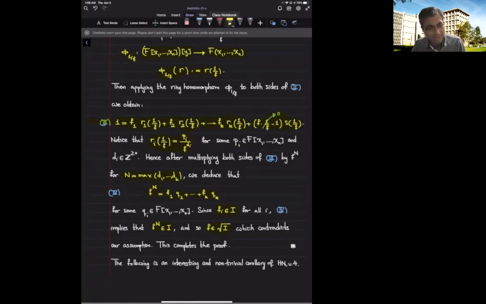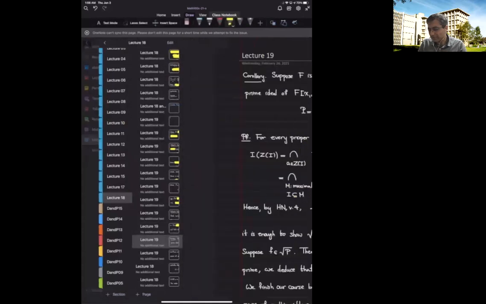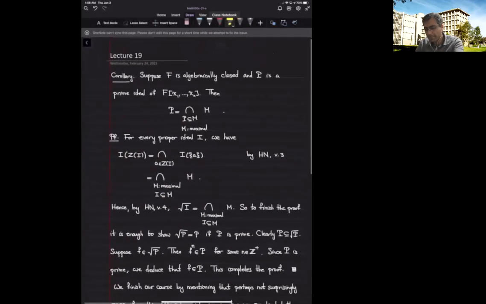It has many implications, but the following is maybe one of the interesting implications of Hilbert's Nullstellensatz. If F is algebraically closed, then every prime ideal of the ring of polynomials is the intersection of all of its maximal ideals. This means all the maximal ideals that contain P. Okay, let's see why this is the case.